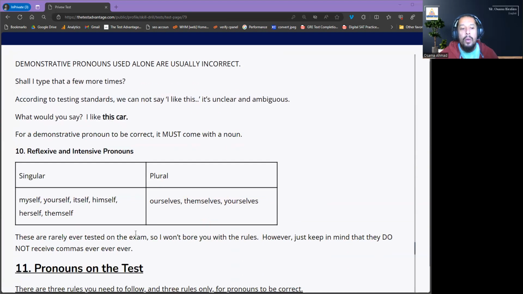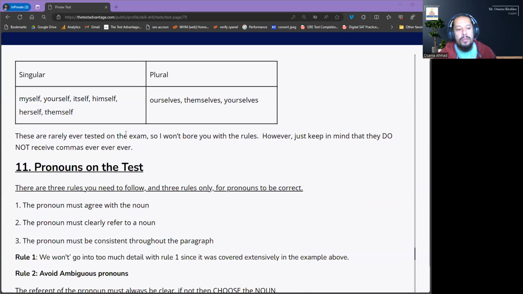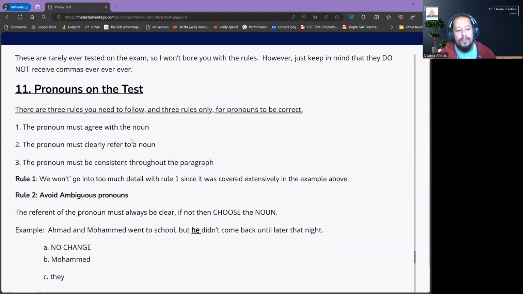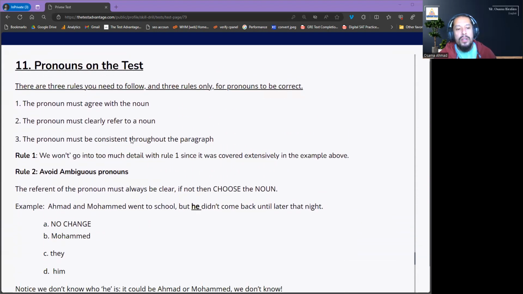Okay? What is acceptable is to say this car, this idea, these people. That's acceptable. What's not acceptable is to write the word this and that's it. Reflexive pronouns, I won't go into that. Pronouns on the test. Okay. So how will you see pronouns on the test?